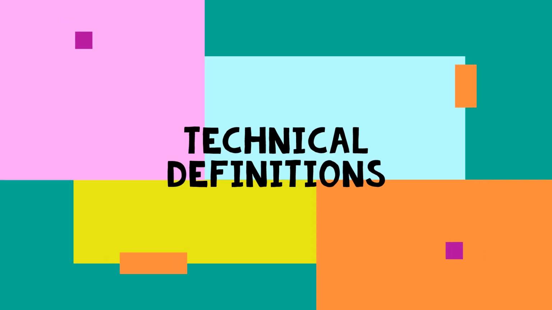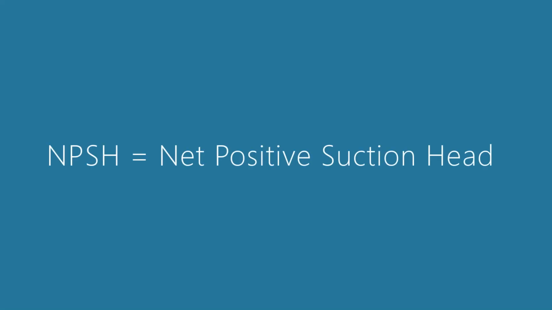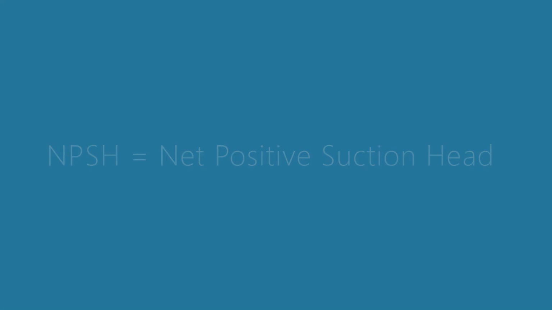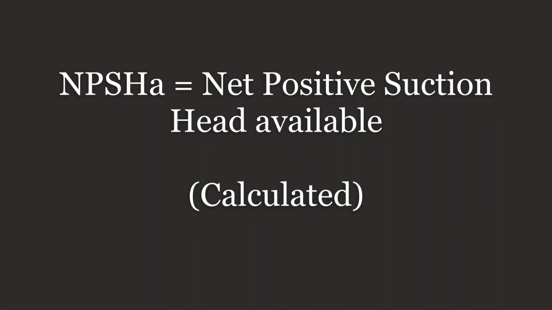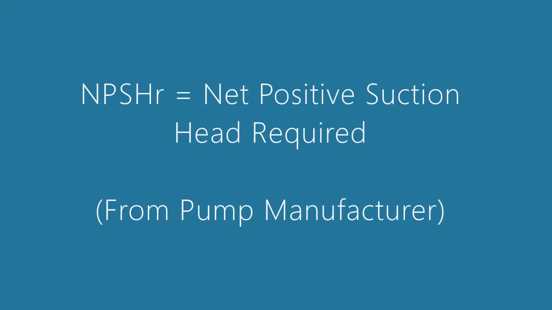There are a few technical terms that you need to understand first. NPSH is the abbreviation for net positive suction head. NPSH available or NPSHa is the net positive suction head available from the application at the pump suction side. This information shall be calculated based on the pump suction arrangement. NPSH required or NPSHr is the minimum suction head required at the pump suction flange. This information will normally be provided by the pump manufacturer.